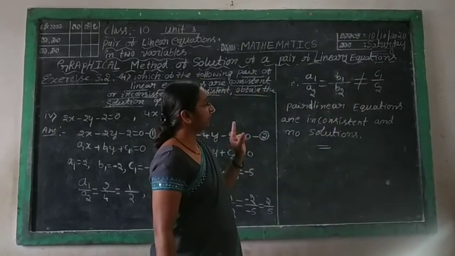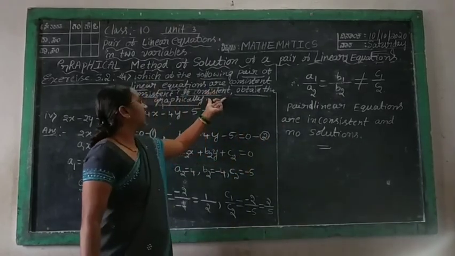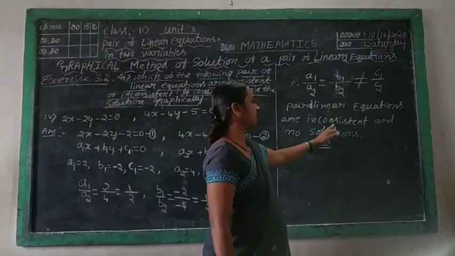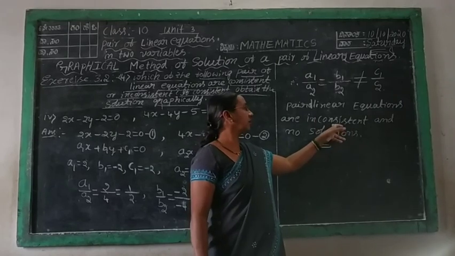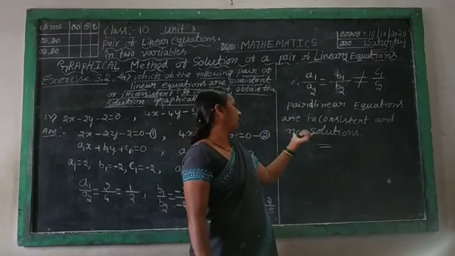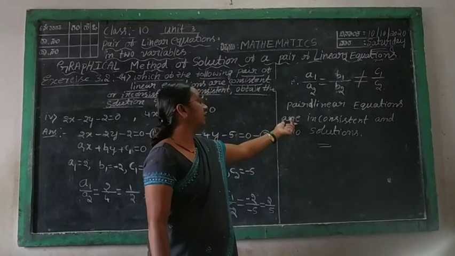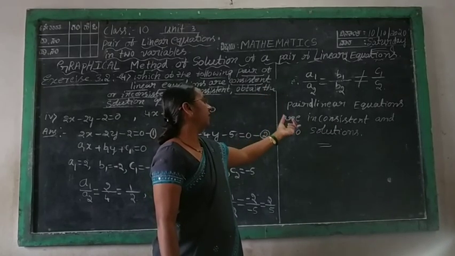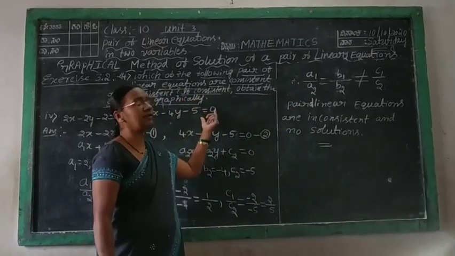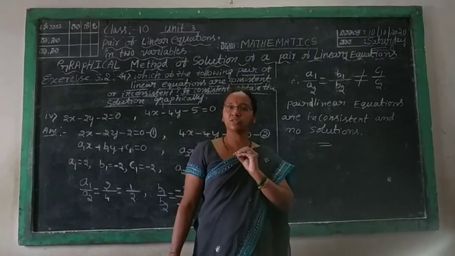The graphical representation is parallel lines, but here the system is inconsistent. We will not draw the graph for the given equations, because it has no solutions. If it is consistent, we represent it graphically. Because it is inconsistent, it cannot be solved graphically.